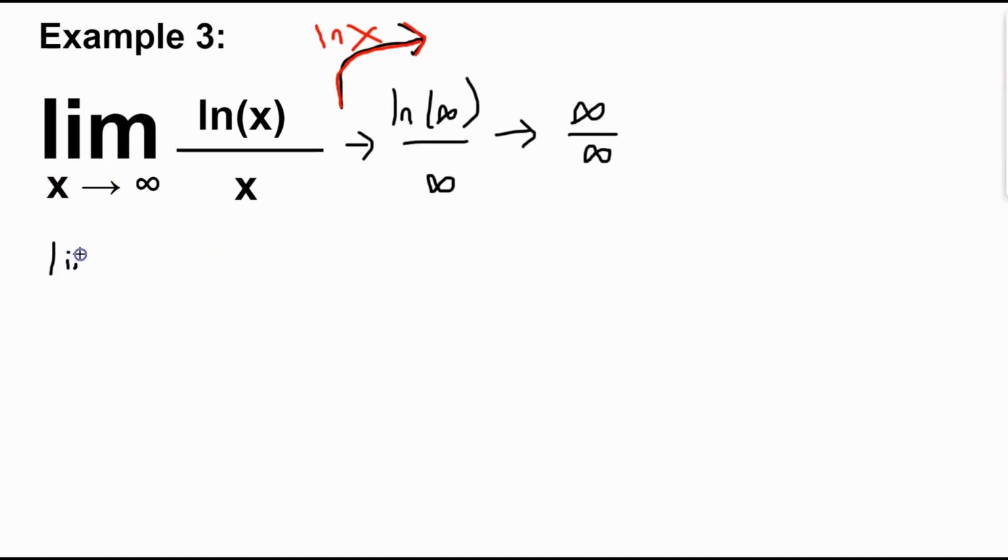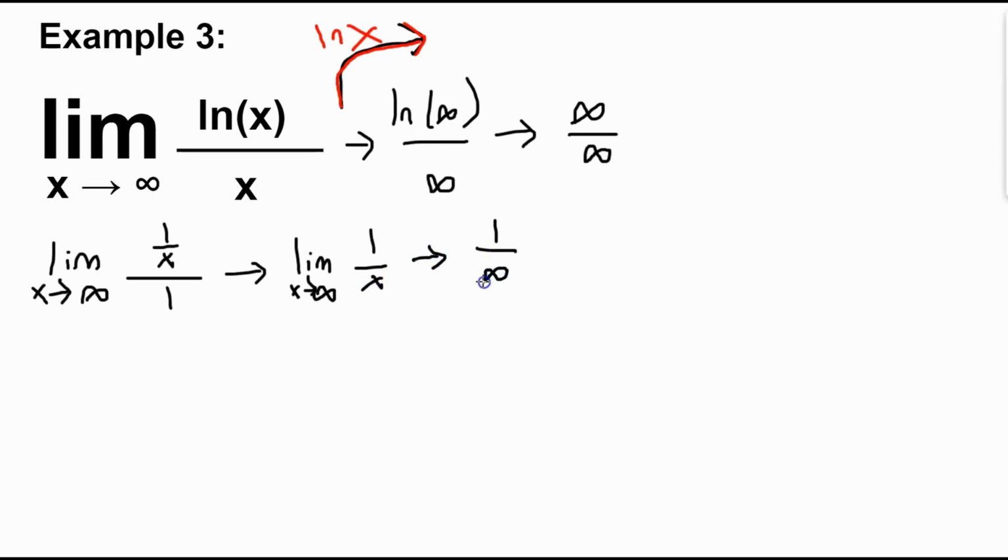So we're going to rewrite our limit expression. Take the derivative of both the numerator and denominator. So the derivative of ln of x is 1 over x, and then the derivative of x is just 1. So we have a little double-decker fraction situation here. We can just rewrite that into the limit as x approaches infinity of 1 over x. And now we can just substitute in infinity. So 1 over infinity, what is that equal to?